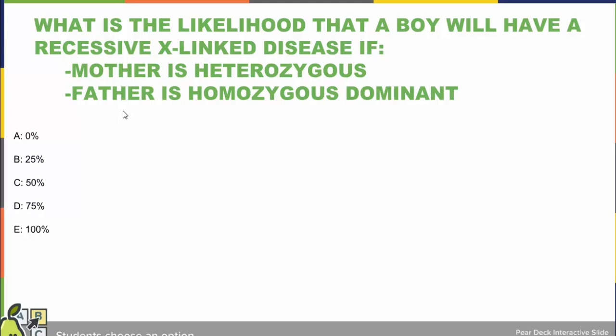So first of all, for it to be a boy, dad has to donate his Y. Okay, if dad donates the Y, then we just have to wonder, what is the mother giving? So she is heterozygous, so she can either give the diseased X or the non-diseased X. So it's going to be 50-50. If we look at just the boys, half of them are going to get the good X from mom, and half of them are going to get the diseased X. So this is going to be C, 50%.